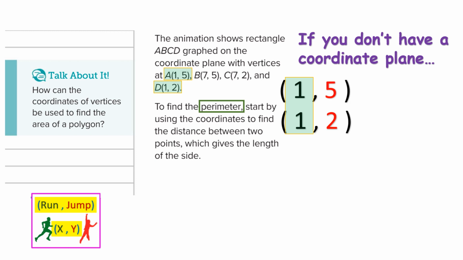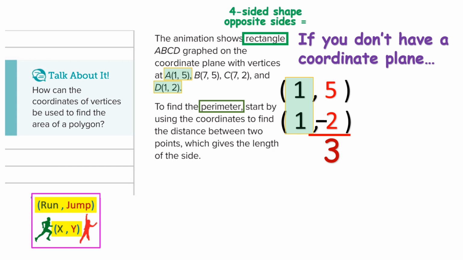And what that's telling me is what we highlighted or marked in our book. If the x is the same, then all I have to do is subtract the y's to find the measurement of that side. Well, 5 minus 2 is 3. Well, once again, it's a rectangle. And if it's a rectangle, I know that opposite sides are equal, so I have to have 2 of those. Right? So if it's a 4-sided shape with opposite sides that are equal, I multiply it by 2. And 3 times 2 is 6.